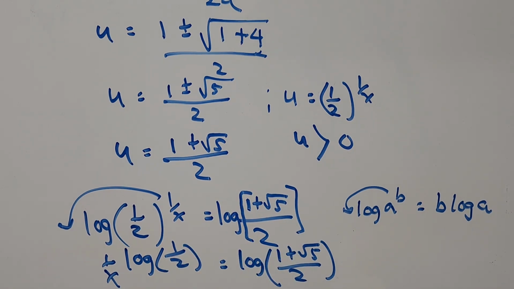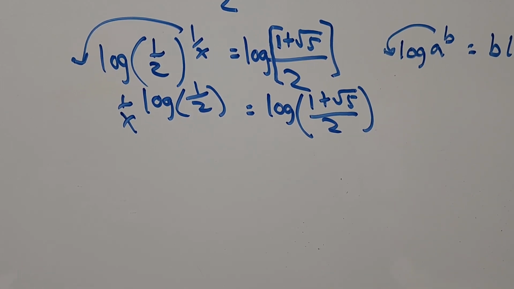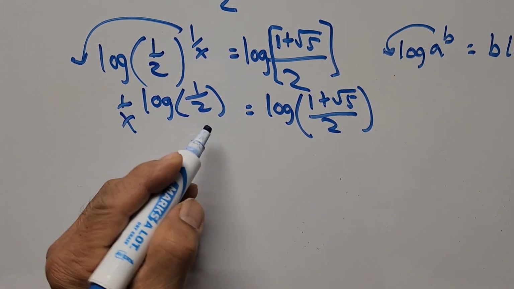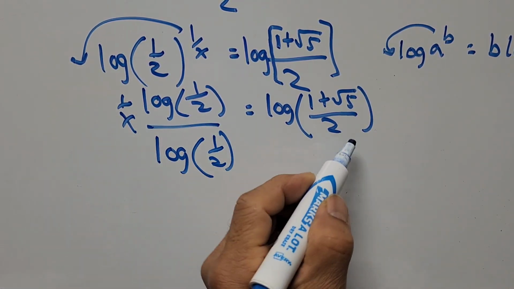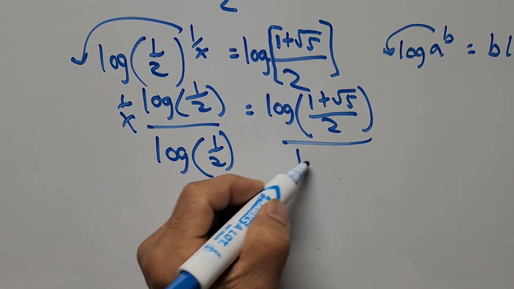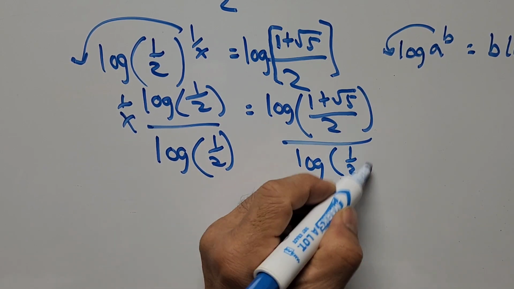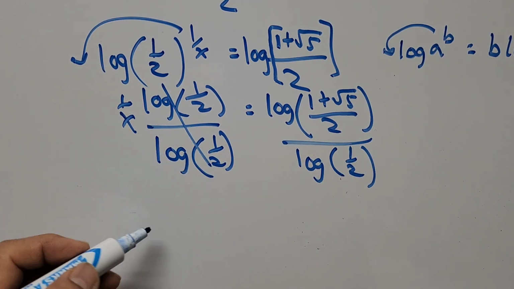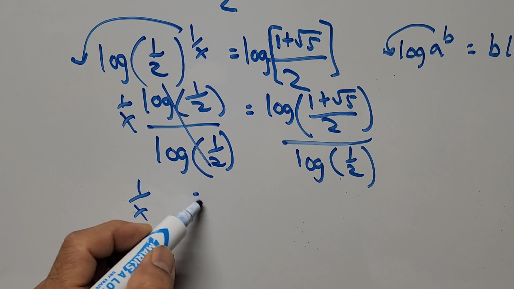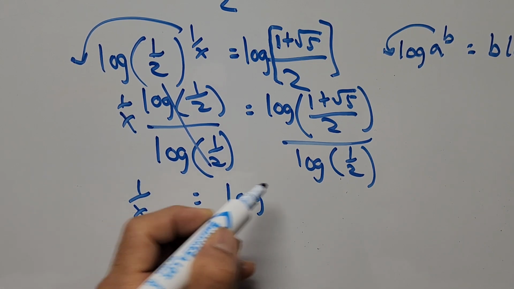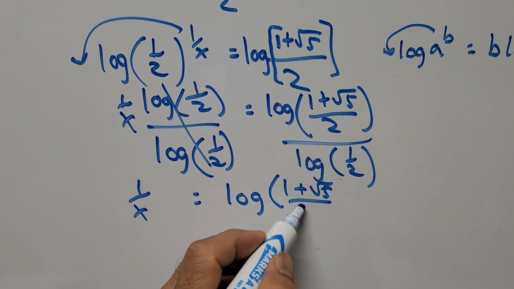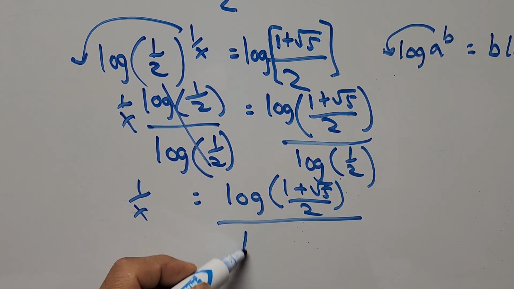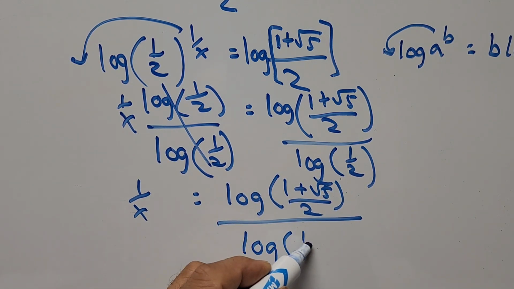Okay. So simplify the equation. We have to divide it by log 1/2. The right hand side the same thing, log 1/2. So this cancels. So we have 1 over x equals log of (1 plus square root of 5) divided by 2, over log of 1/2.